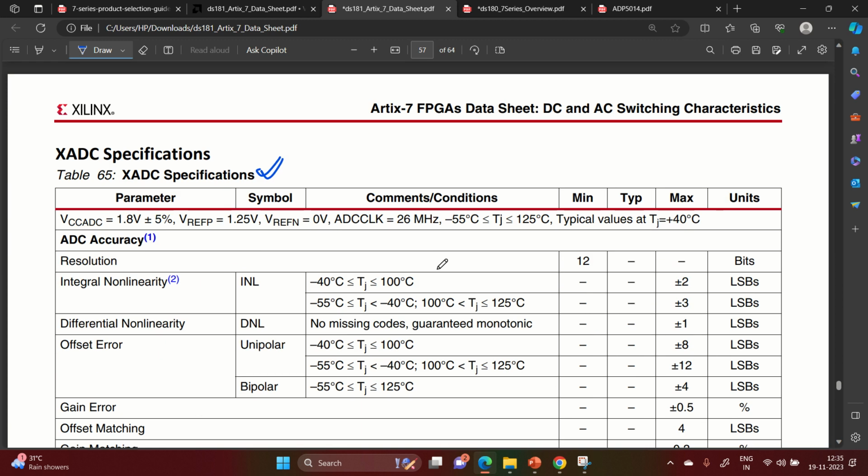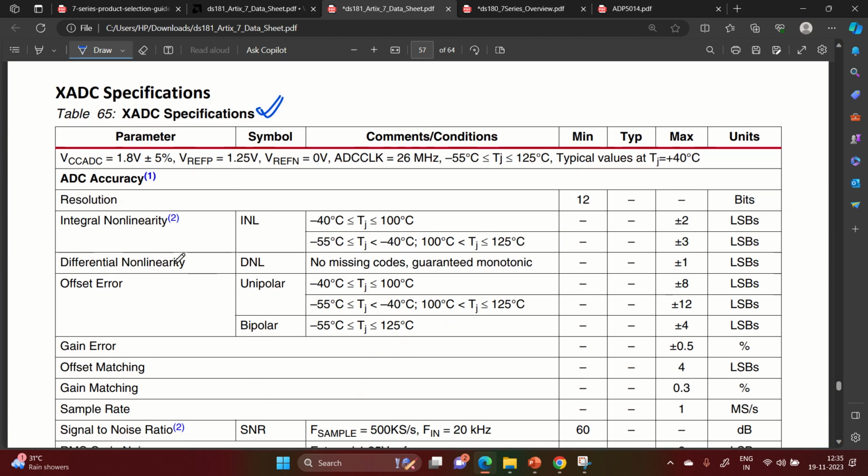available ADC. So the ADC specification, as you can see, has VCC ADC as 1.8 volt plus or minus 5%. The reference is the internal reference, which is 1.25 volt, and it is positive, and negative is 0, which is grounded. The clock is 26 megahertz that they are using. If you want, you can use a little bit more as well. Based on these specifications, our ADC resolution is 12 bits. Then we have very good linearity, integral non-linearity and differential non-linearity.